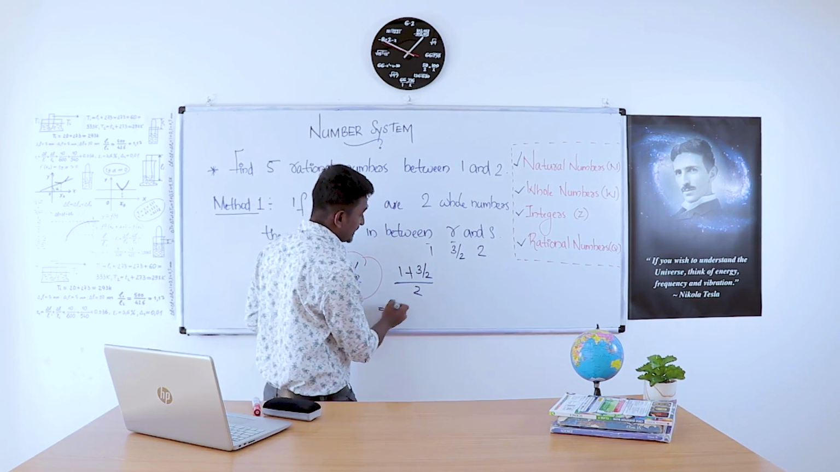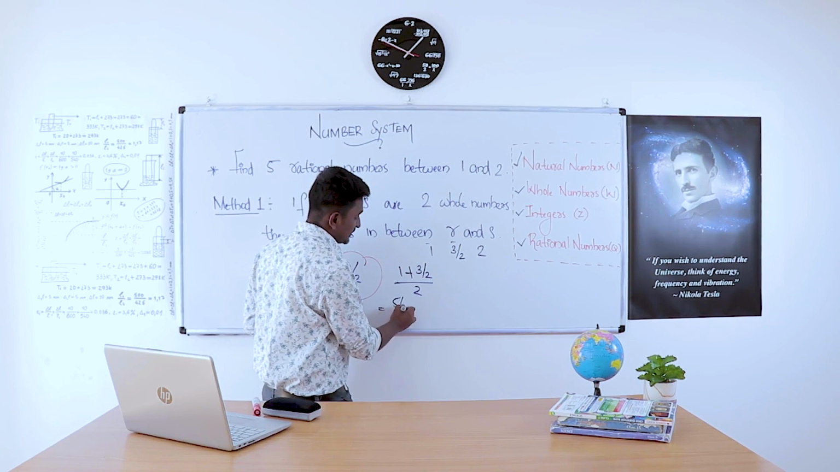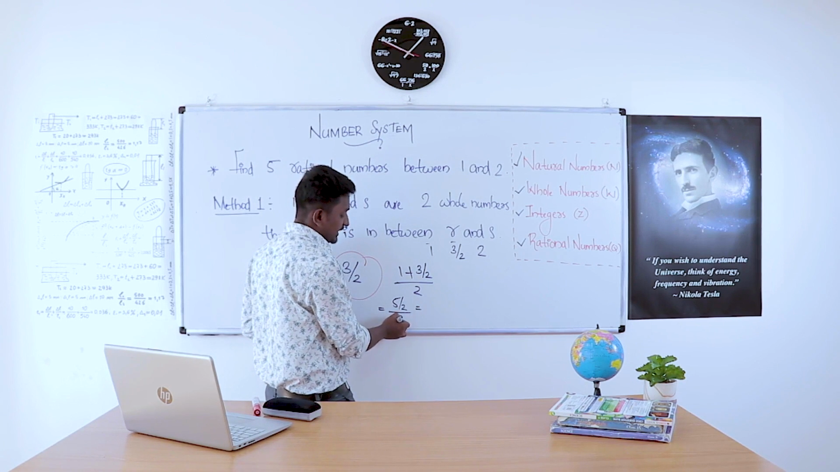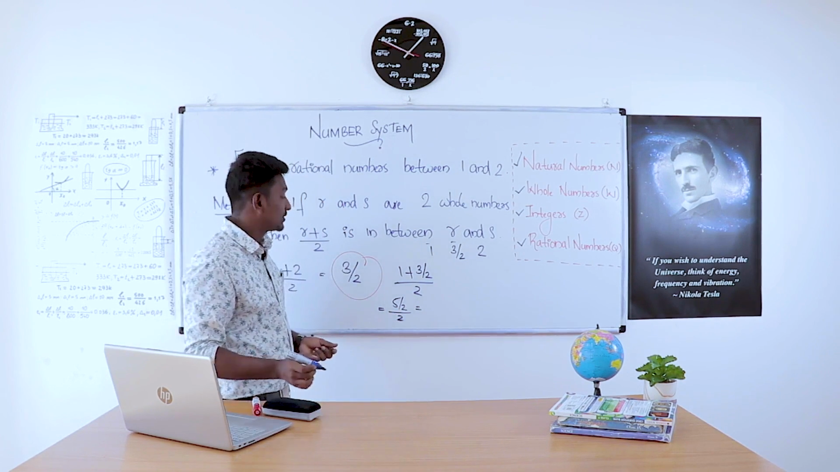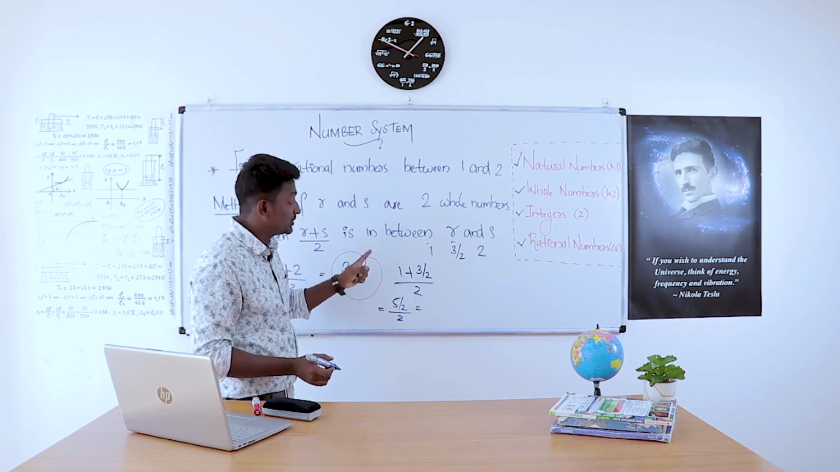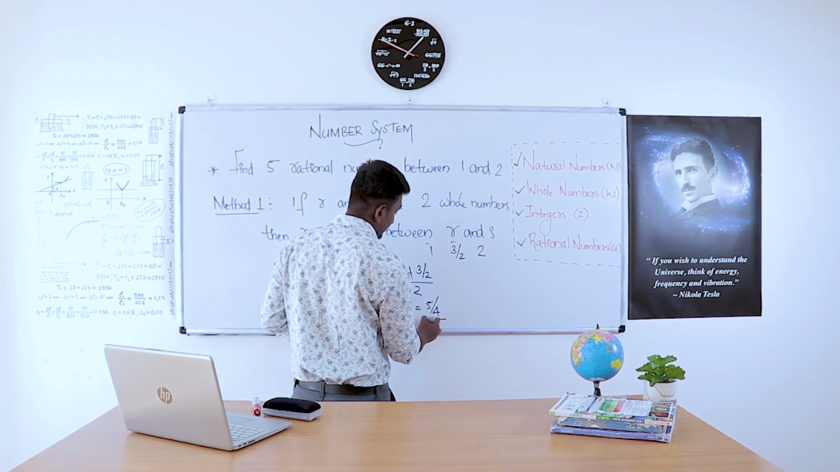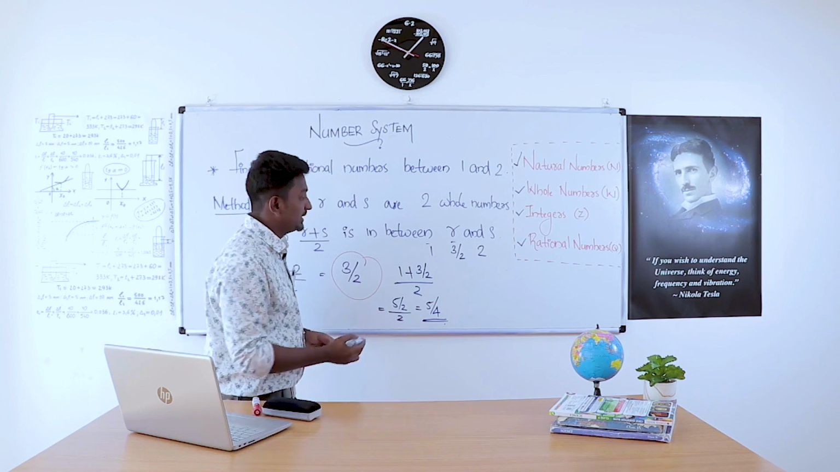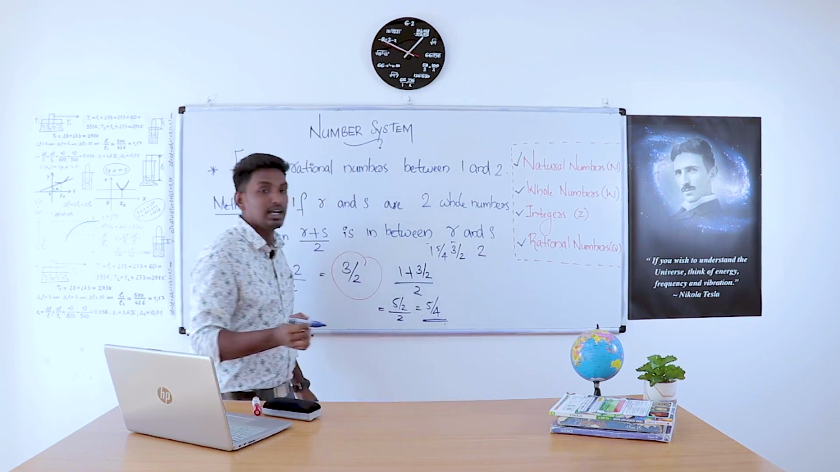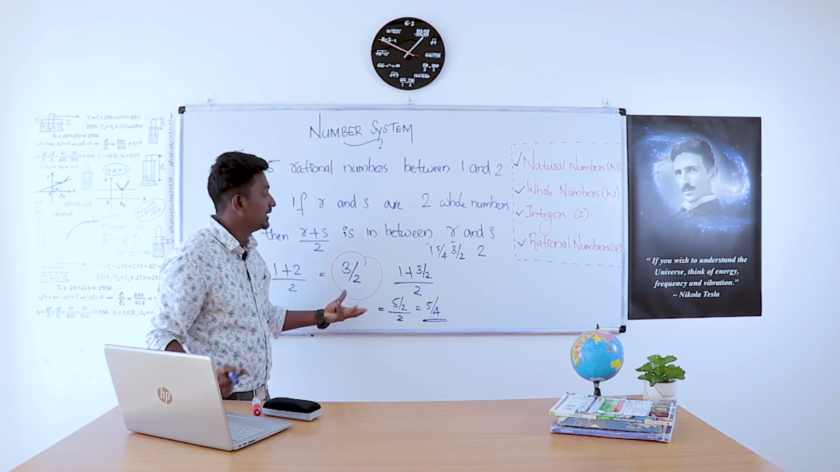That is, (1 + 3/2)/2 is (2 into 1, 2, 2 plus 3, 5) that is (5/2)/2. Any fraction divided by another number, we can use the cross multiplication method. That is, (5/2) divided by 2 is equal to 5/2 into 1/2. That is 5/4. That means 5/4 lies between 1 and 3/2. That is same as 1 and 2.